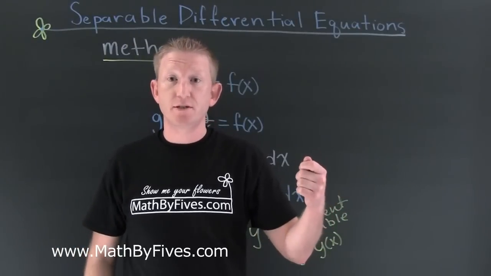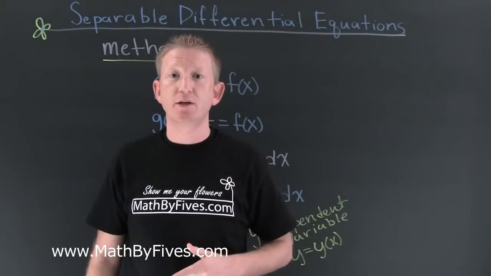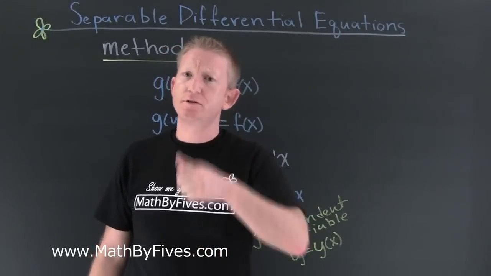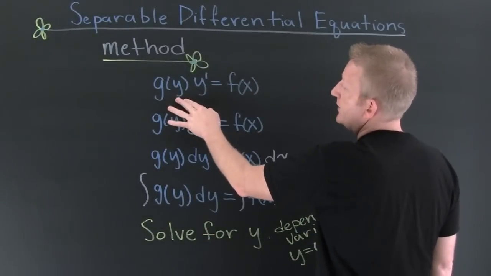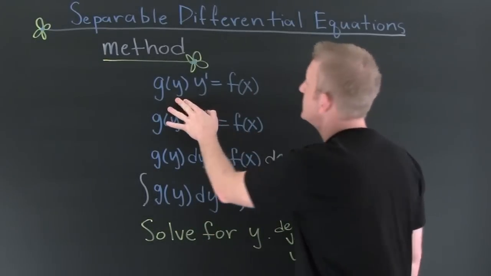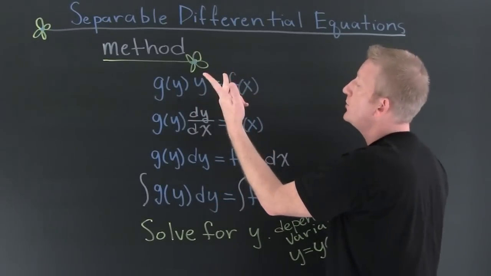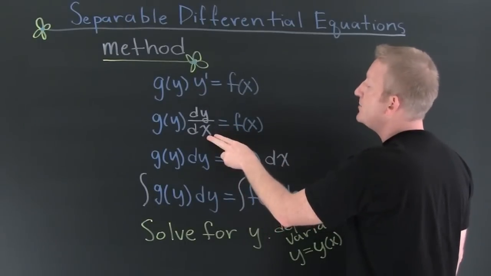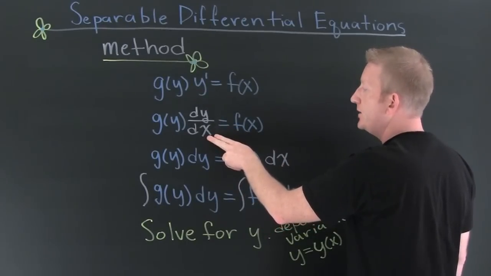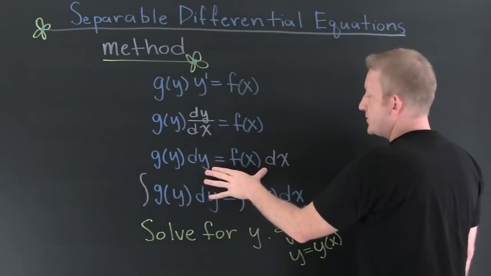Separable differential equations. Once we determine that something is of this form, this is the method we're going to go about. We're going to take the first form that we had: g of y, a function entirely of y prime, is equal to a function entirely of x. What are we going to do? We're going to take our prime notation and switch it to Leibniz notation, and then we're going to separate our differential.